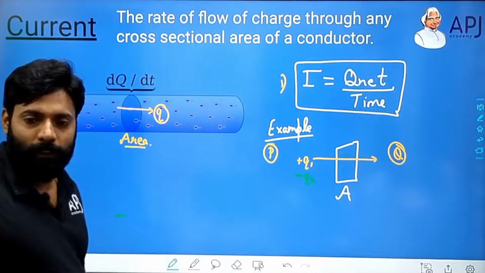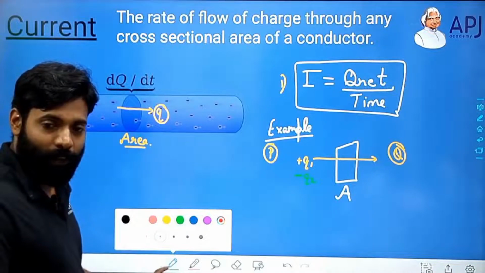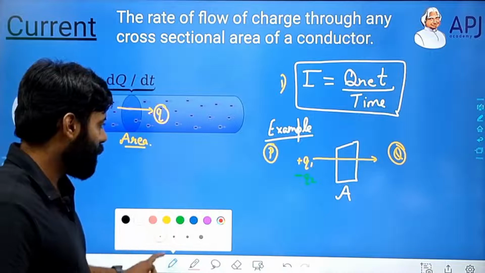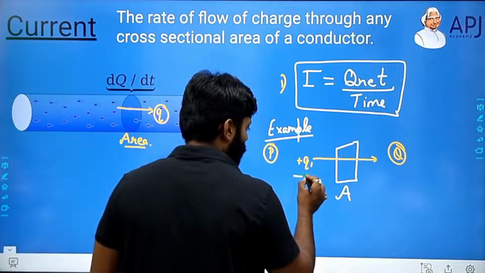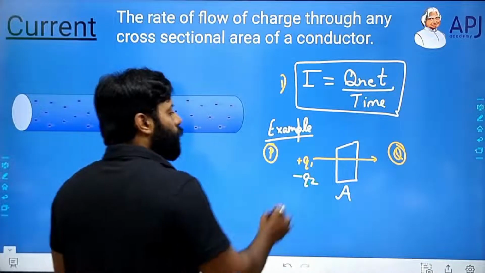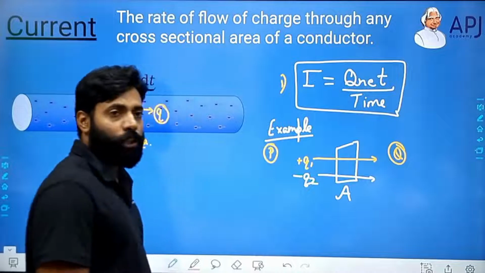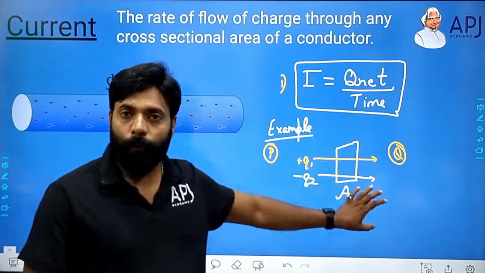Q2 charge, I'm saying, is not coming at all. Oh. No issues. I hope that this will come. Yes, this will come. So there is Q1 and there is Q2, and Q2 charge is also going through this cross-sectional area from P to Q.